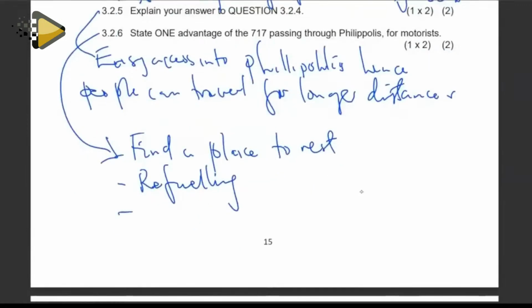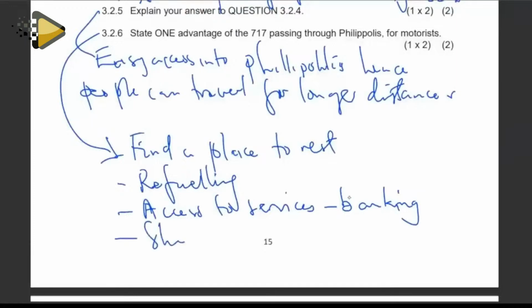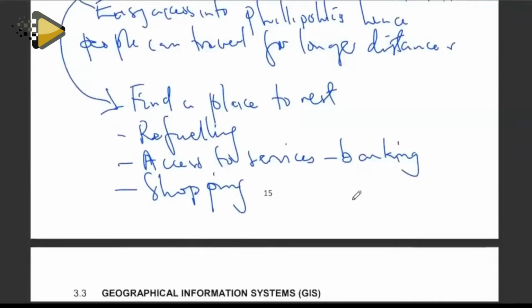And also, we can look at ease access to services. If the motorists want to access services, like for example, banking, then the route is passing through Philippolis. They can just do their banking. They can access the services that they want in Philippolis because it's passing through that centre. And also they can do shopping. There's an advantage for the motorists. They can do their shopping in Philippolis as they pass through.